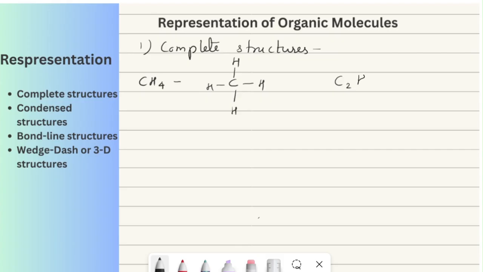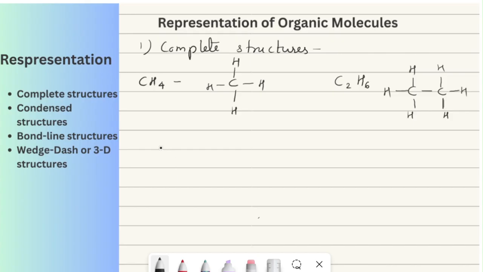Let's take one more molecule, like C2H6. Since there are 2 carbons, connect the carbons, right? And carbon is tetravalent. Therefore, in order to satisfy the valency, write the hydrogens. You see, there are 6 hydrogens in the molecular formula as well as in the complete structure.